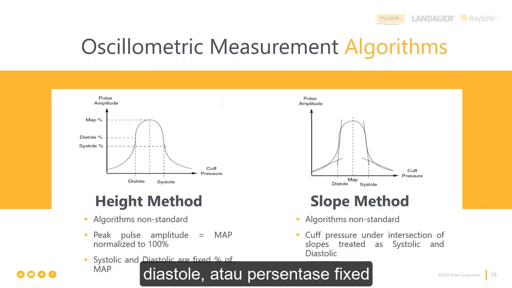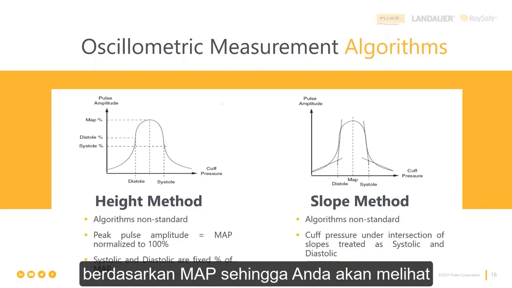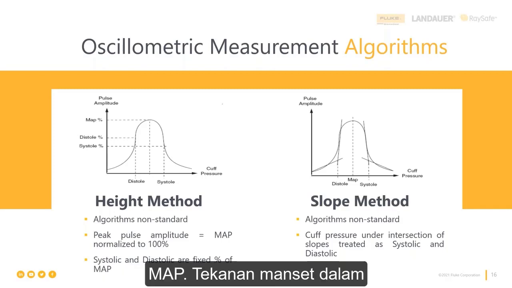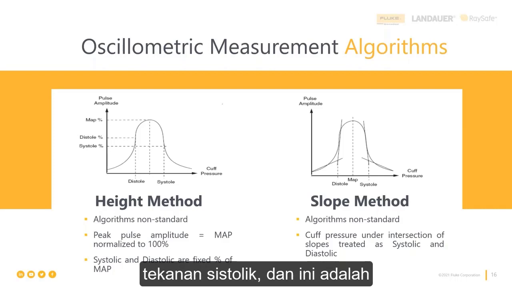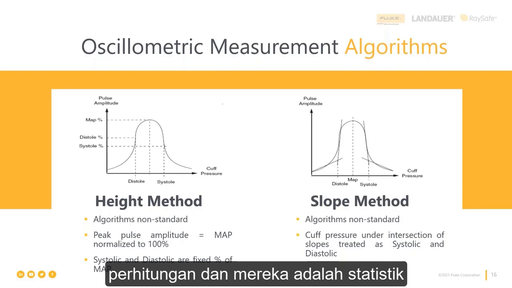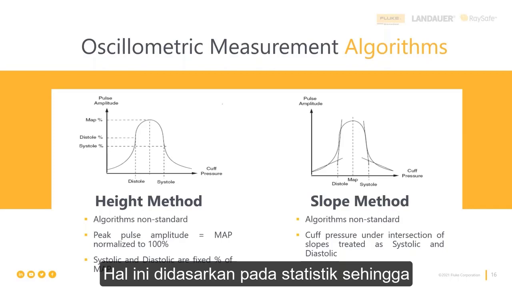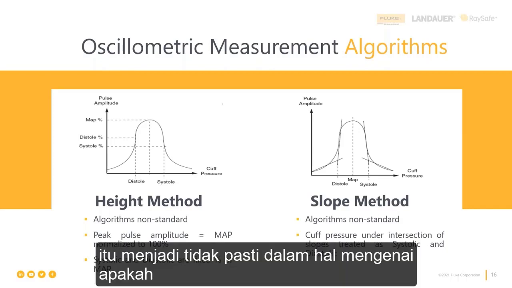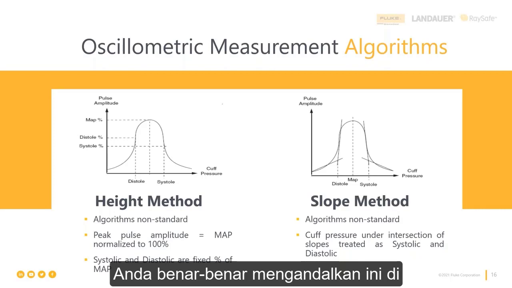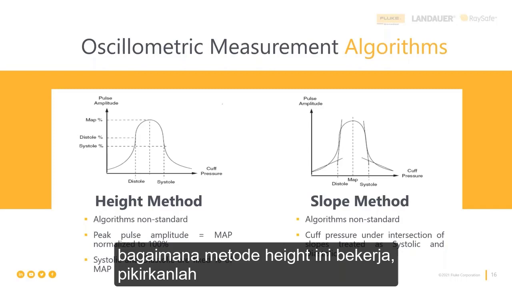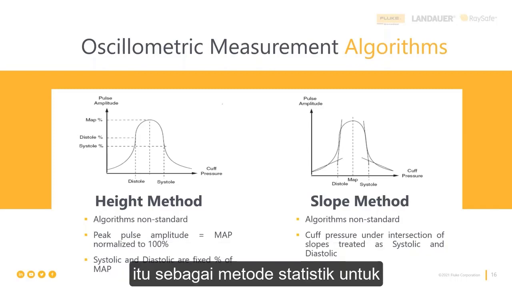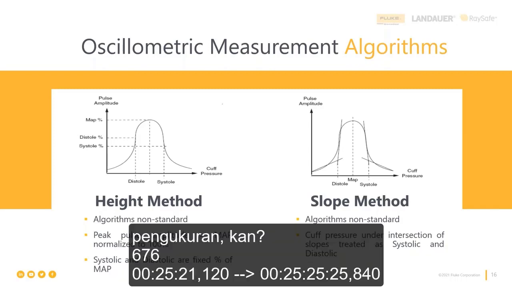So we have systole and diastole, right? And they are fixed percentages based on MAP. So you'll see that they are going to be percentage of MAP. The cuff pressure under diastole is the diastolic pressure, and the cuff pressure under systole is the systolic pressure. And these are calculations and they are based on statistics. So it gets ghosty in terms of, can you absolutely count on this? This is at a high level trying to explain how this height method works. Just think of it as a statistical method of coming up with a measurement.